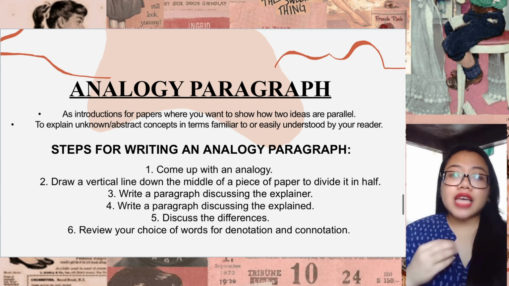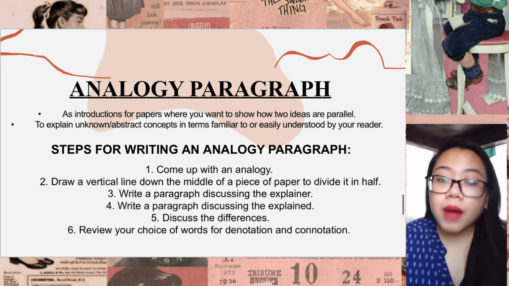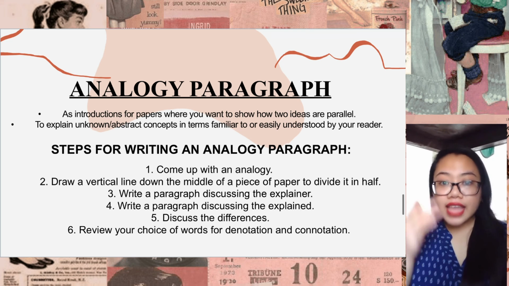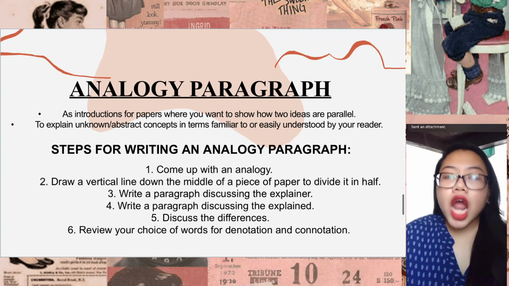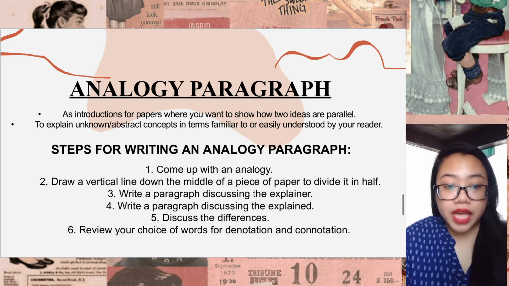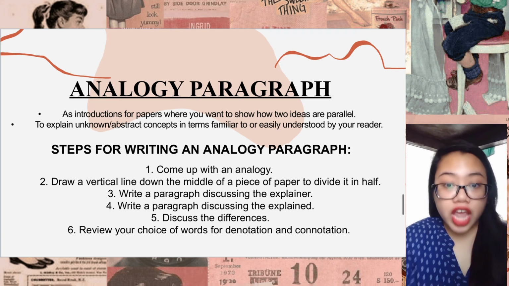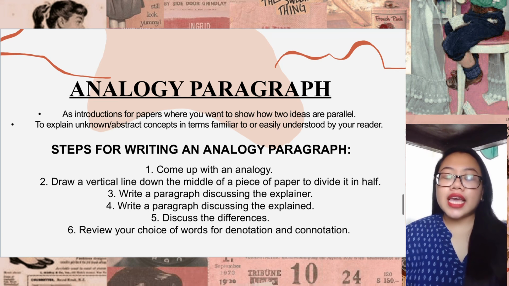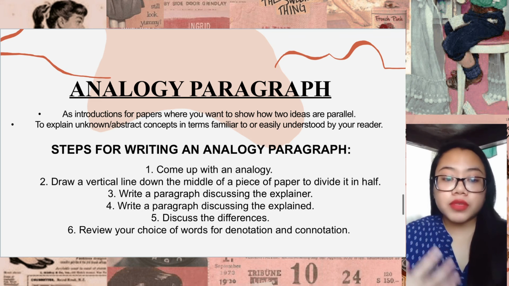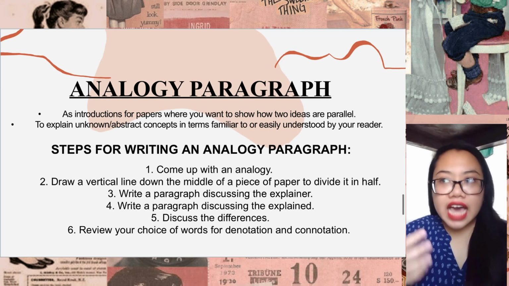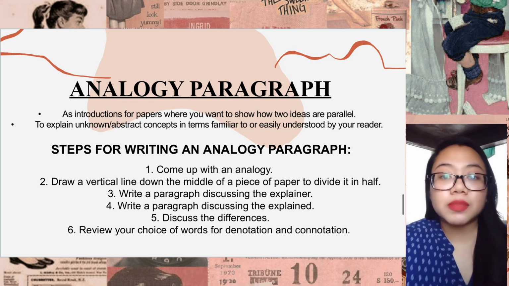Third step, write a paragraph discussing the explainer. Start with a statement like, growing up is like learning to ride a bike. Then explain the stages of learning to ride a bike. Fourth step, write a paragraph discussing the explain. Start with a statement that gives an overview of the two shares. In the example, you might say, growing up also involves getting greater and greater freedoms as you become more confident. Then explain the steps of the explain in a way that parallels the explainer.